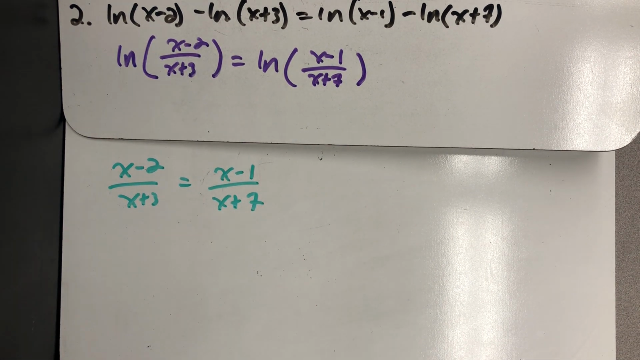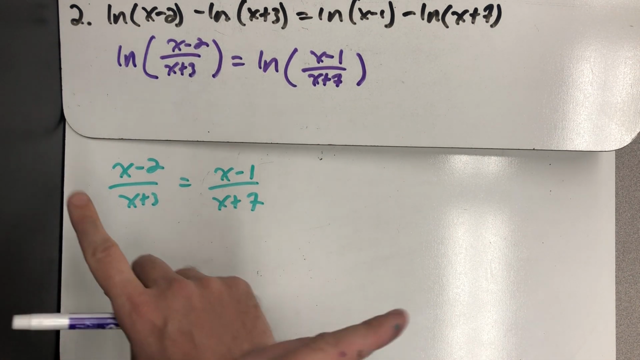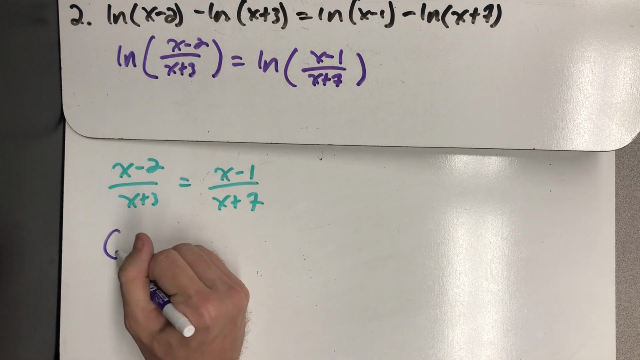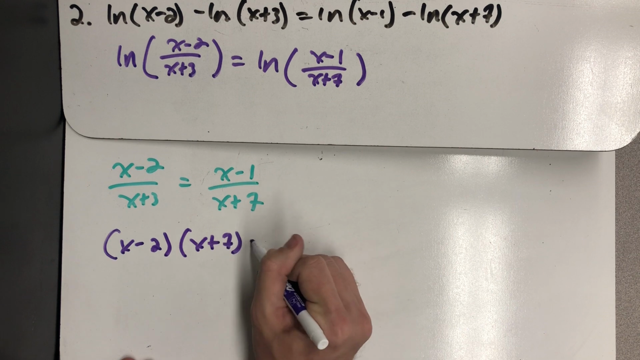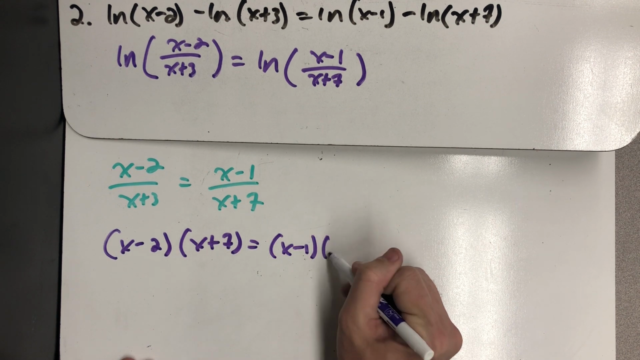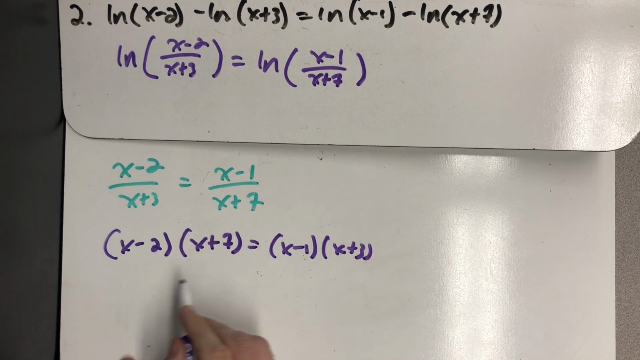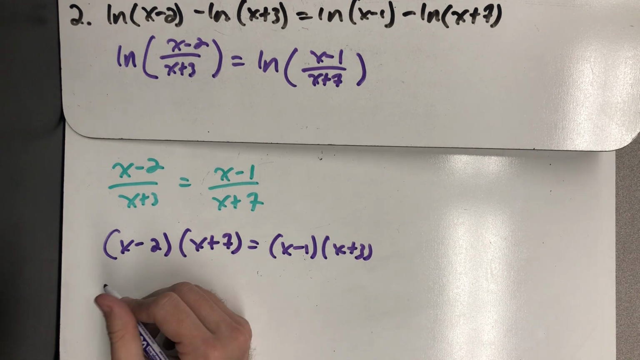All right, so this is the equation I have to solve. I suggest multiplying both sides by the least common denominator. You might know it as cross multiplication. But any way in which you do it, the next thing I have is x minus 2 times x plus 7 is equal to x minus 1 times x plus 3. Let's distribute on both sides and see what we get.